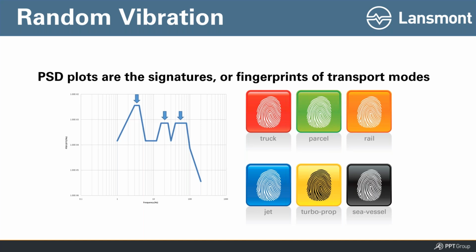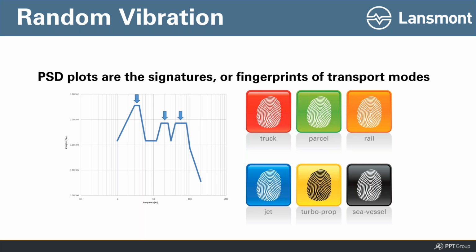In this case, the one on the left is a truck, a truck trailer with a steel spring suspension system. That's a very common profile that's used. For instance, this is out of an ISTA test profile or test procedure. And that's common. That's a fingerprint, or a signature, of a leaf spring truck trailer.